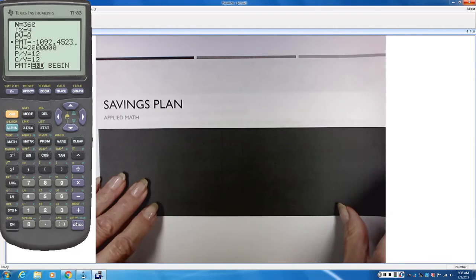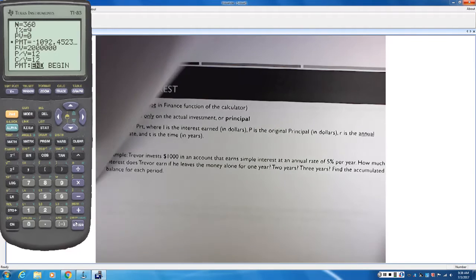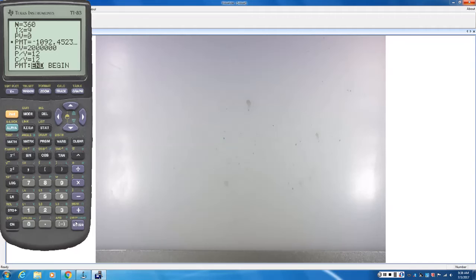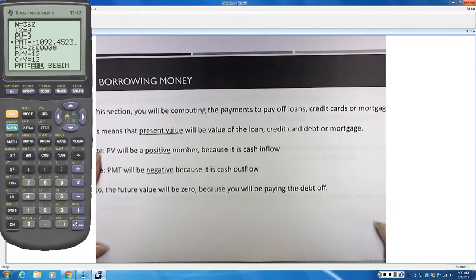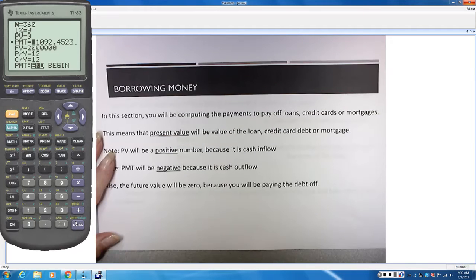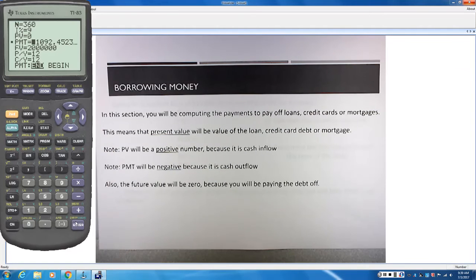Let's see. Savings plans, I think was, yeah, that was the first one, so I don't need that. So let's go on and talk about borrowing money, since that's something we're gonna do a lot of in our lifetime. It's the American dream, borrow money, have to pay it back. Is that the next lesson? Yes, this is lesson 3.